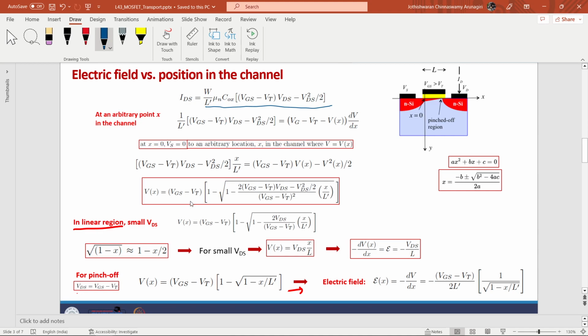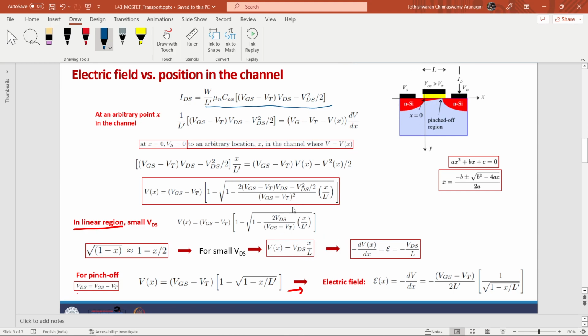So the general result is Vx will look something like this. It will be Vgs minus Vt times 1 minus square root of 1 minus 2 times (Vgs minus Vt) into Vds minus Vds squared by 2, divided by (Vgs minus Vt) the whole squared, into x by L prime, where L prime is the point where the pinch off is occurring. Okay, so this is the general model.